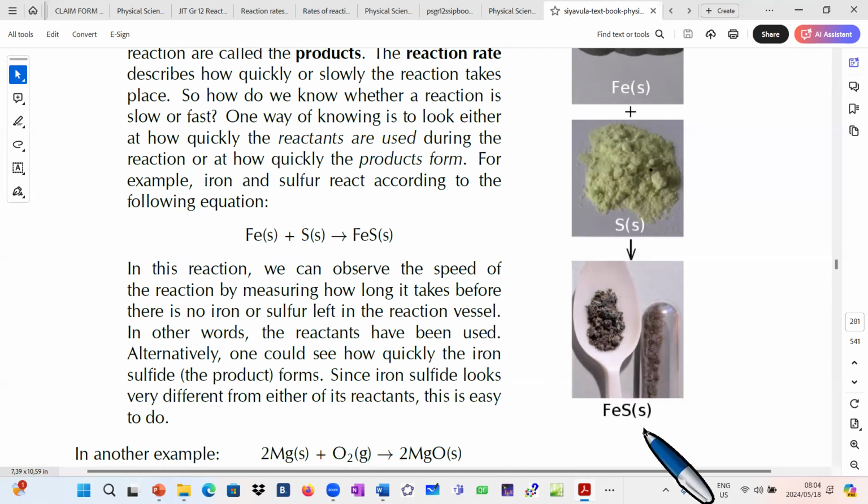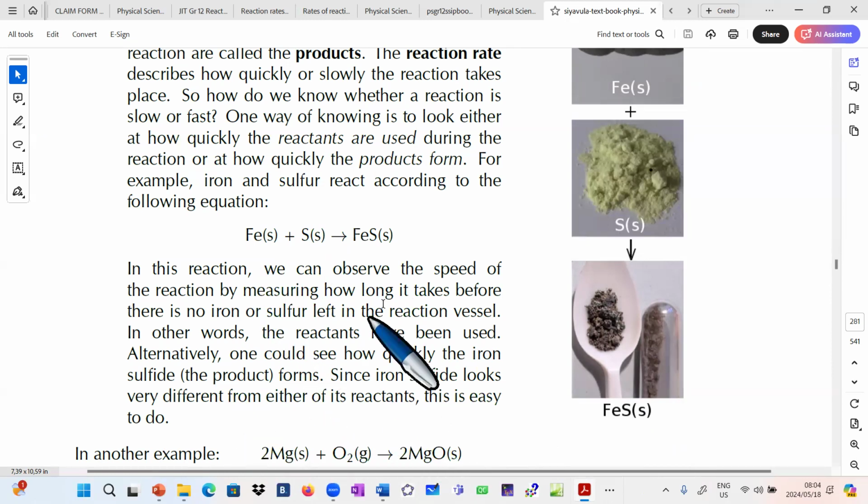How quickly does iron sulfide form? So we're looking at two ways. Either we focus on the reactants and ask how quickly they get used up, until we're left with none of the reactants, or we ask how quickly the iron sulfide forms, in other words, how quickly the product forms. Now, since iron sulfide looks very different from either of its reactants, this is easy to do.